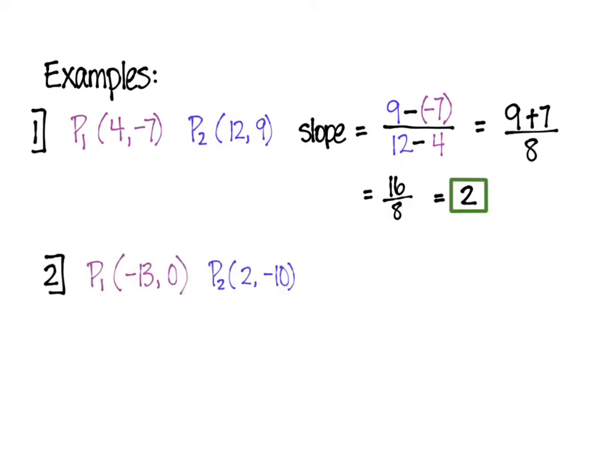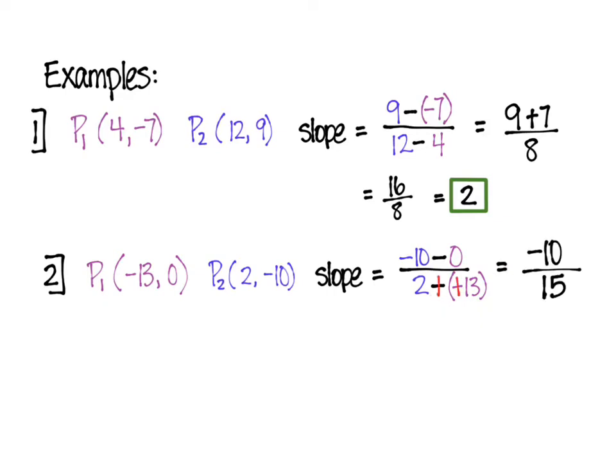And here's another example. 2 points. I subtract my y's. I subtract my x's. Once again, we have subtracting a negative down in the denominator. We get negative 10 over 15, and that reduces to negative 2/3.